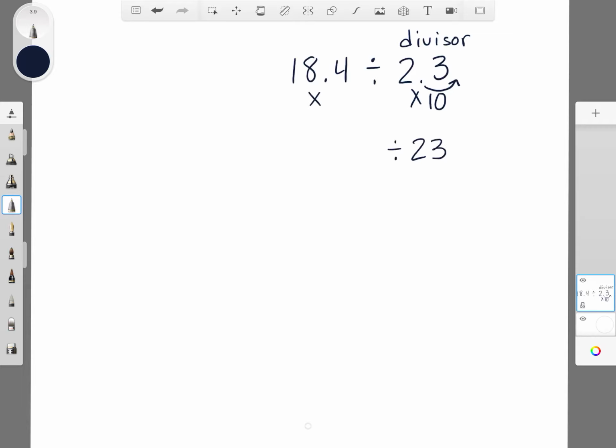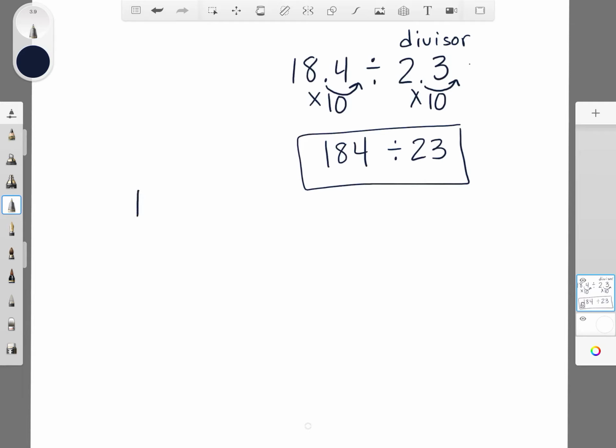And to keep the same ratio, we need to, again, multiply this by 10 as well, and move the decimal over there, and that becomes 184. So this is the new problem that we're going to actually divide. And the answer will be the same for both of them.